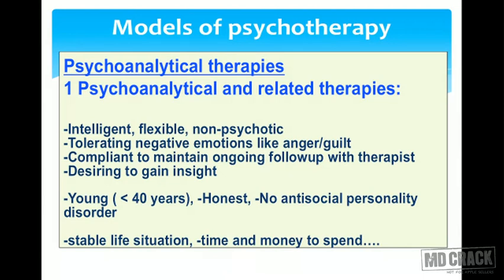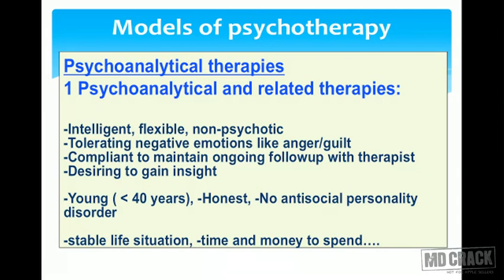There are some very important prerequisites to apply this type of therapy. The patient has to be intelligent, flexible, and a non-psychotic patient. If the patient suffers from any kind of psychosis, psychoanalytical and related therapies cannot be applied. Next, the patient has to tolerate negative emotions like anger and guilt. The patient has to be compliant to maintain the ongoing follow-up with the therapist, because it's going to take a long time, and the patient has to have a desire to gain insight.